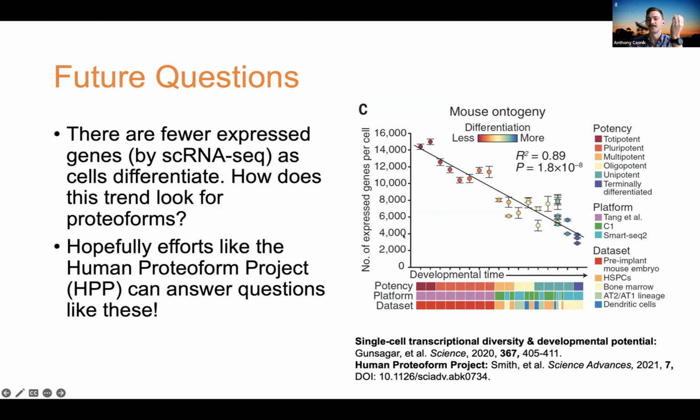But I think the real open question is: is the number of proteoforms stable, or does it go down? Do those get more specific, or are they expanding? And as you look at the proteoform families for each of these genes, are those expanding? Are there finer controls to each of these genes that are exhibited at the proteoform level? And so hopefully efforts like the Human Proteoform Project can answer these types of questions. Yeah, and I'd be fascinated to know the answer.